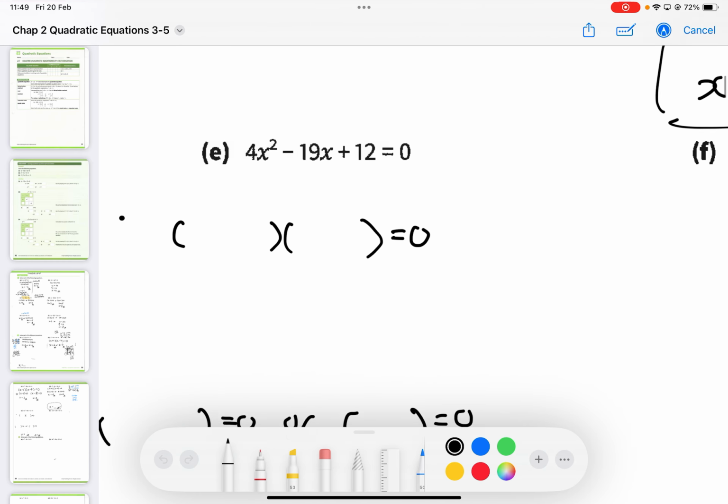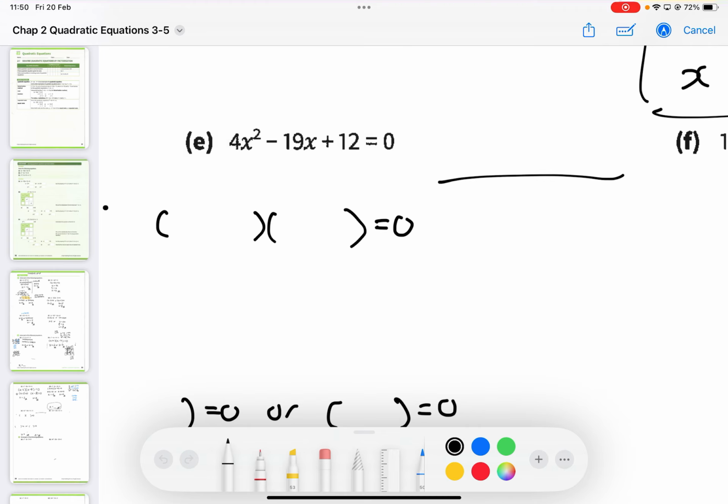Okay? So the factorization, try. I must get back 4x squared. I must get back positive 12. Then I must have a 19x.